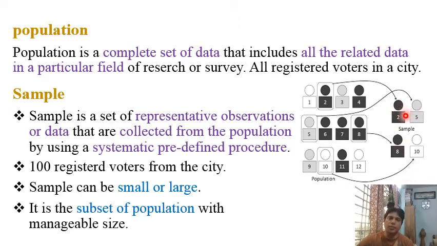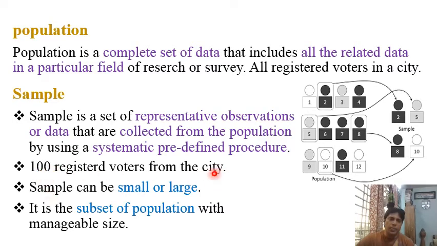These are collected by following a systematic predefined procedure. Predefined means how you collect these units. You must define this system before collecting the sample. Suppose here 100 registered voters from the city, all registered voters. Suppose we take 100 registered voters in the city.